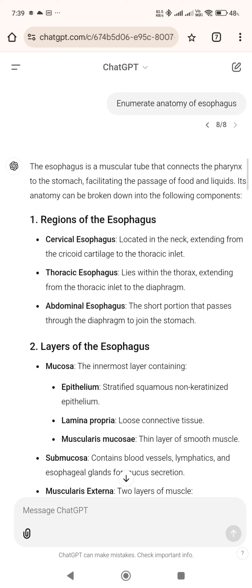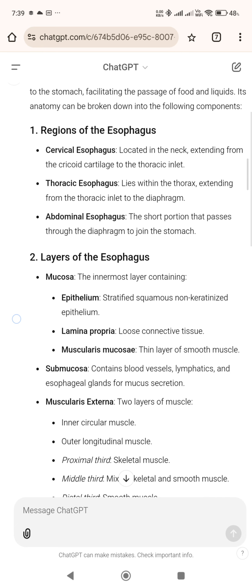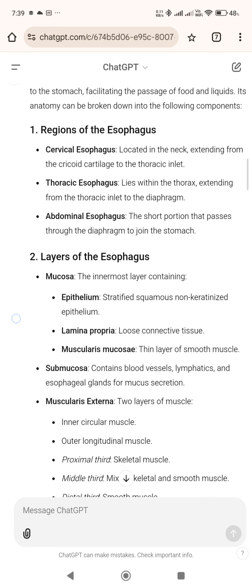Cervical esophagus, located in the neck, extending from the cricoid cartilage to the thoracic inlet. Thoracic esophagus, lies within the thorax, extending from the thoracic inlet to the diaphragm. Abdominal esophagus, the short portion that passes through the diaphragm to join the stomach.